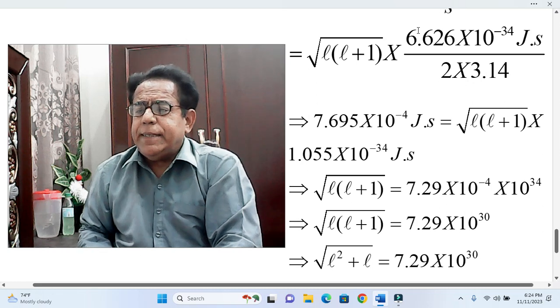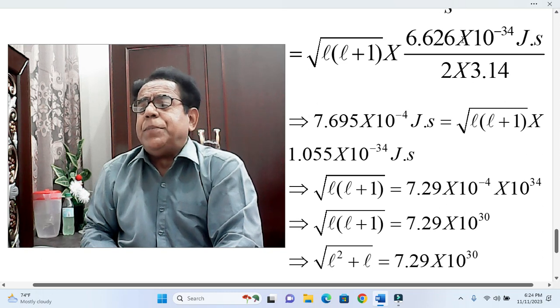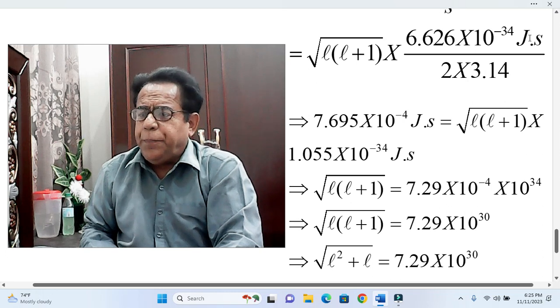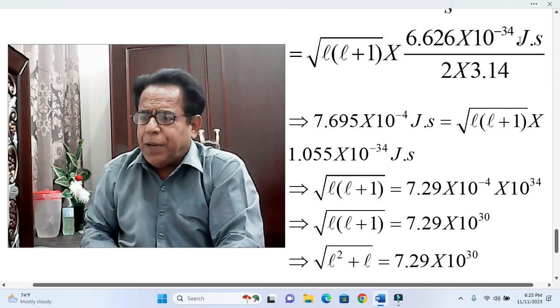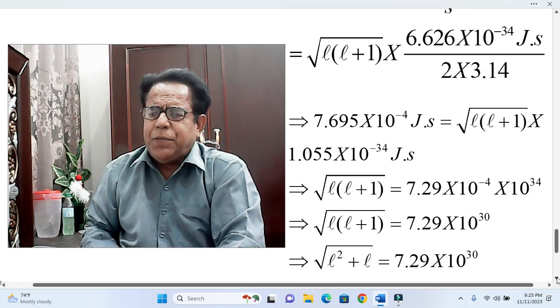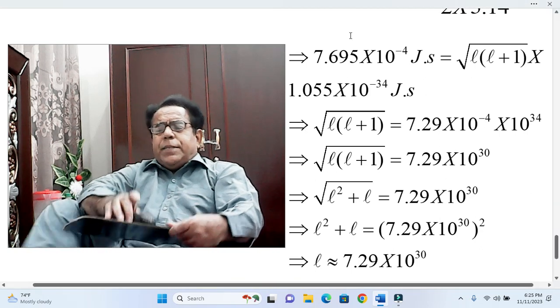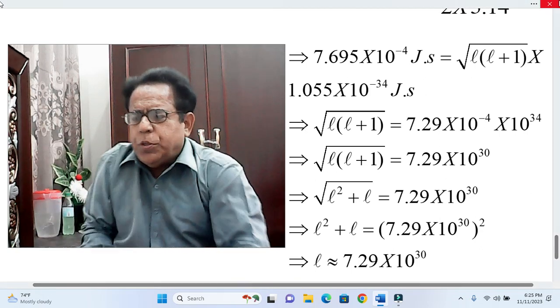Now dear students, this is the value of Planck's constant h. This value we have taken from the first snapshot in which a table of physical constants was shown. And this is the value of pi, 3.14. This implies that this becomes equal to this. Next is just simplification, nothing else. So under root l into l plus 1 becomes equal to this.